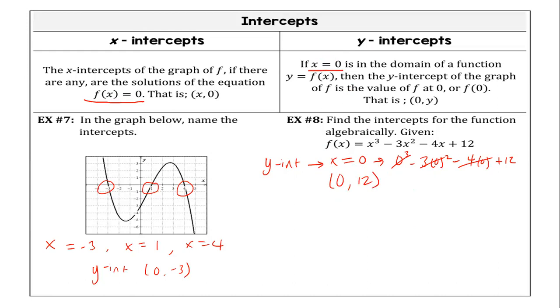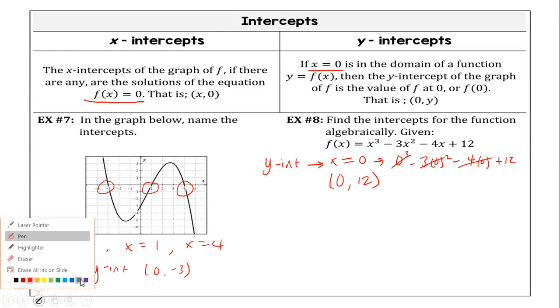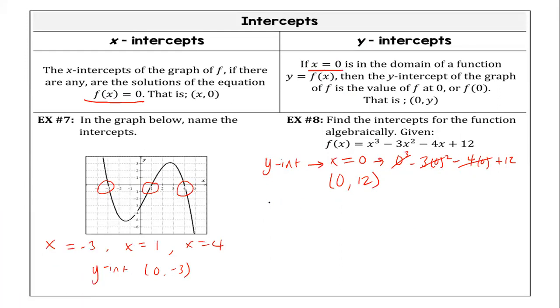Why did you just take the last number? Because everything else became zeros. Okay? Now when we're looking for our x-intercept, that means your y equals 0, which means now your function equals 0. So it becomes 0 equals x cubed minus 3x squared minus 4x plus 12.